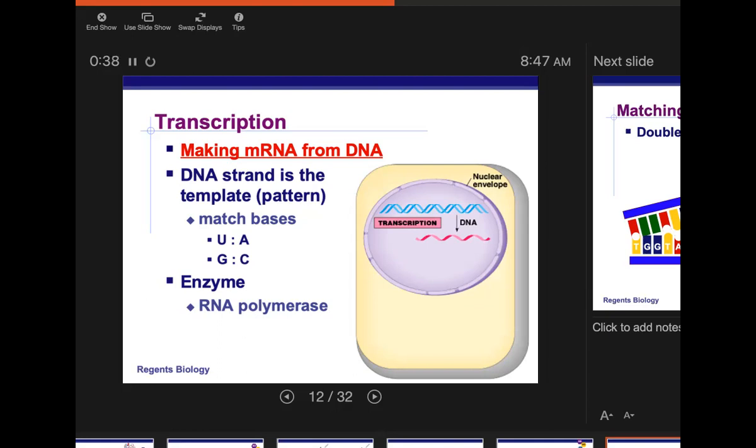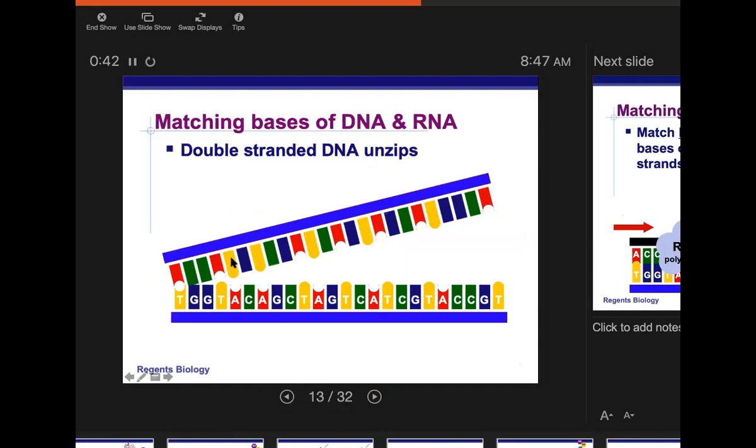So what does this look like? Well, the DNA unzips, and at first you'd say like, oh, that looks like it's going to do the same thing as DNA replication, but it doesn't. Only the gene unzips, not the whole strand. Okay? So you've exposed the gene that you want to turn into a protein. Okay? And only one of the DNA strands is read.